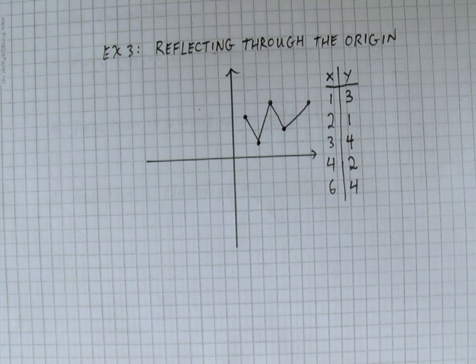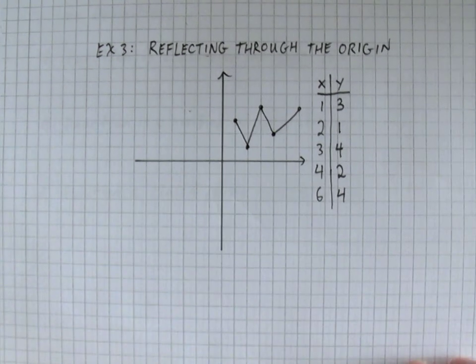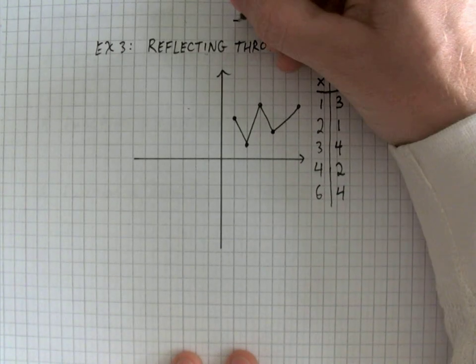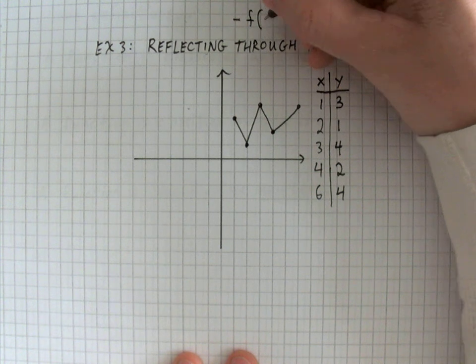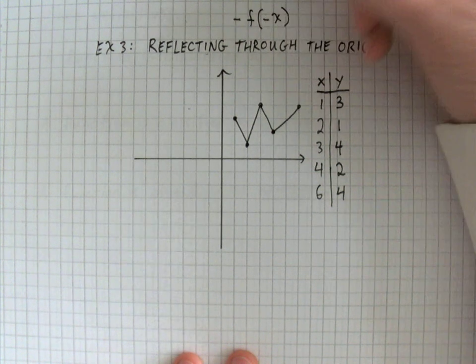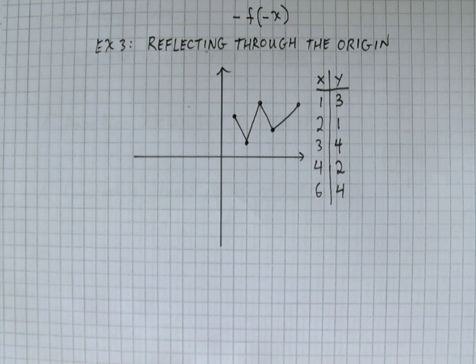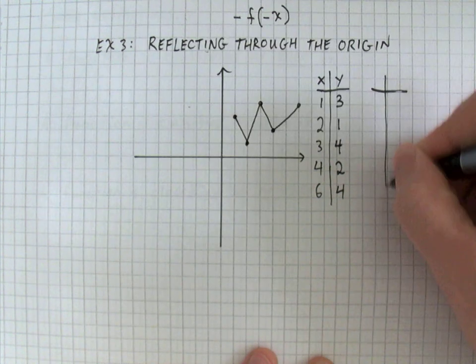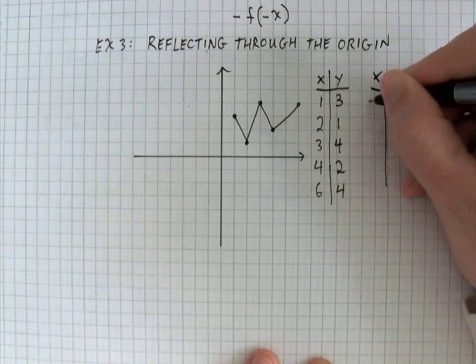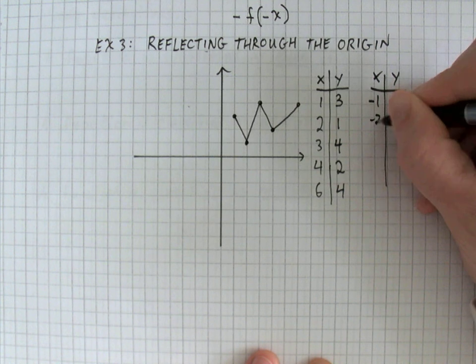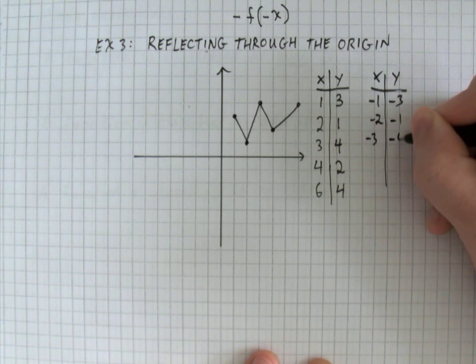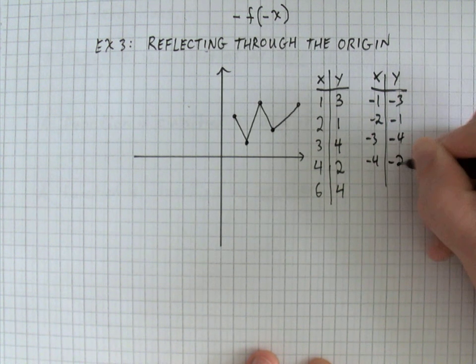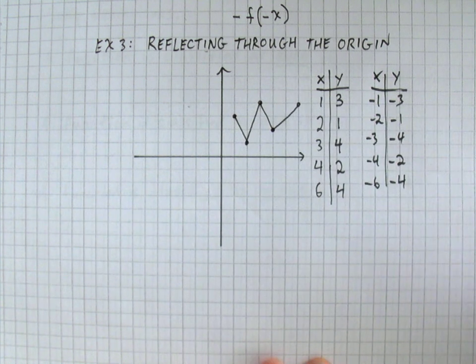When we talk about reflecting through the origin, the transformation that achieves this reflection is really just a combination of the other two, making the inputs negative and making the outputs negative. And you can think of it as a two-step process if you want. But there is another way to think about this reflection through the origin. Clearly if I make the table, both the x's and the y's become negative. But there's another way to think about this transformation as well that's pretty useful.